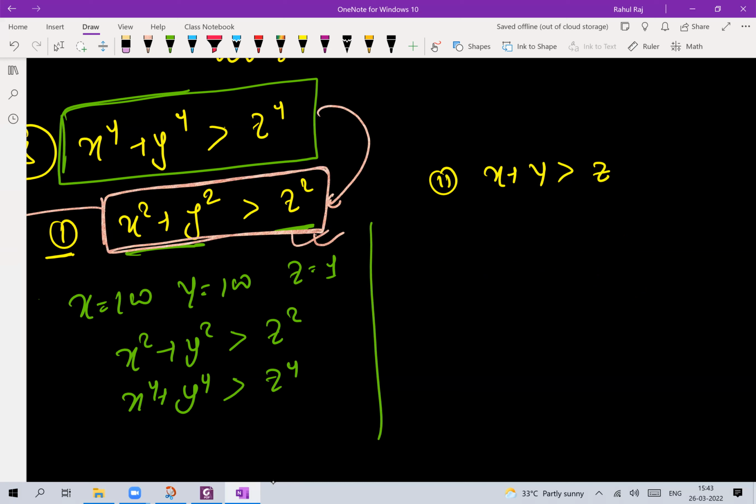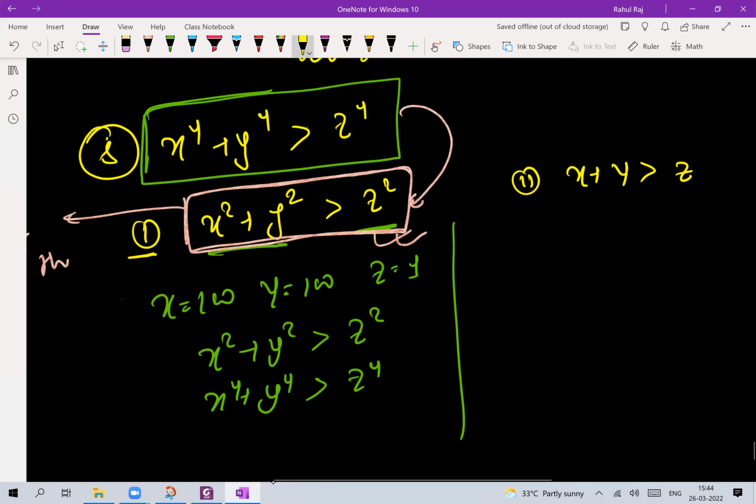Because if we were free to take any number, then there would be no question that you can't prove. Every question will be yes, yes, yes, or no, no, no. Because when you are free to take a number by yourself, it's over. There is no math then. So here the statement is the boundary that you should stay within. You cannot cross this boundary of the statement. The statement says x^2 + y^2 is greater than z^2.